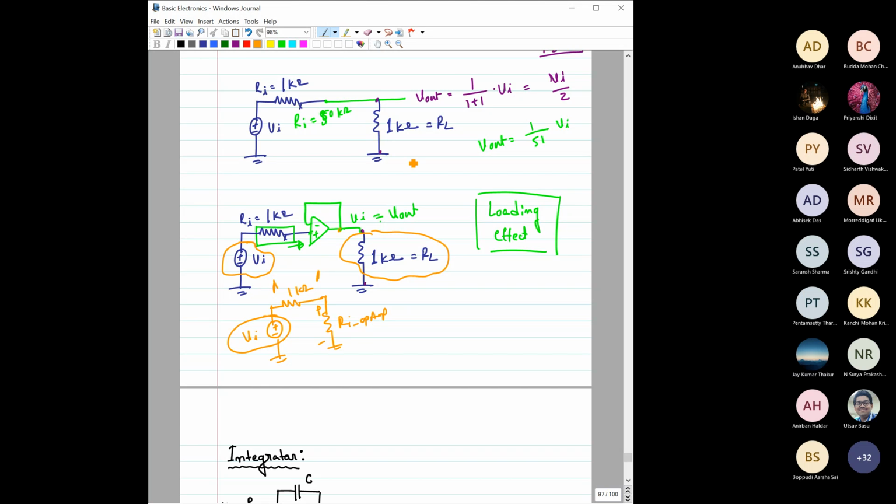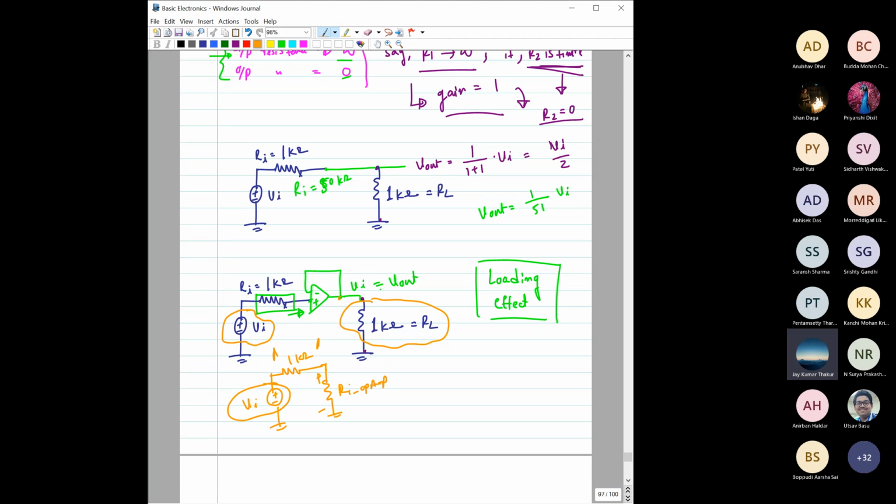Sir, what is the need of using input resistance here? It is not intentional, it will come with the source only. This is not an additional one. Whenever you use some source, that source has some resistance.